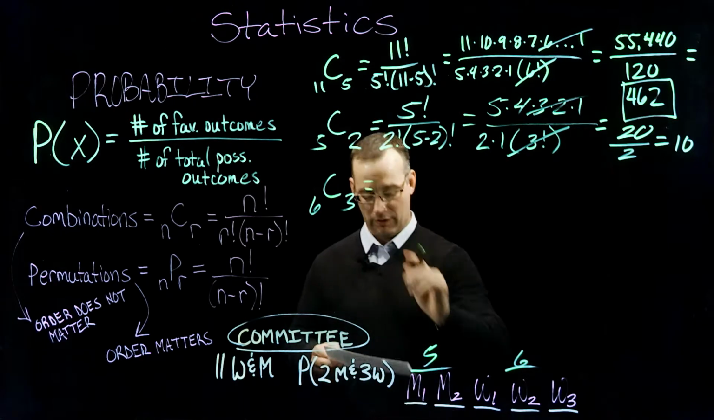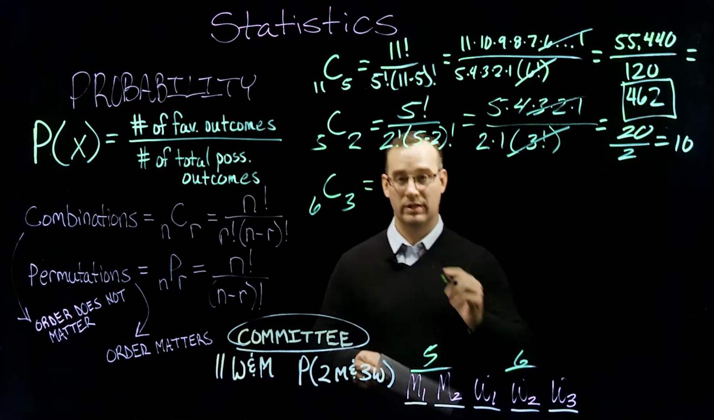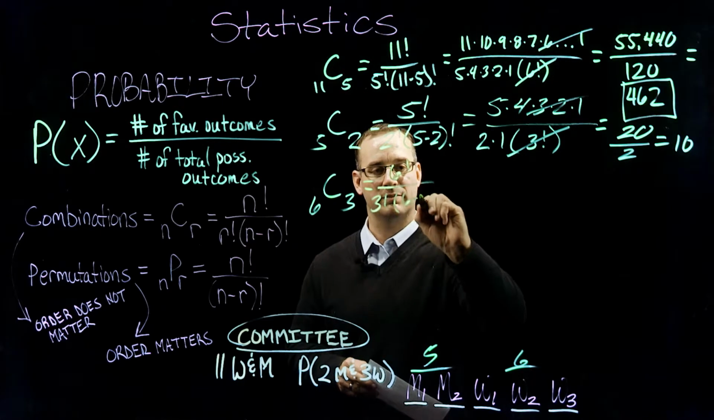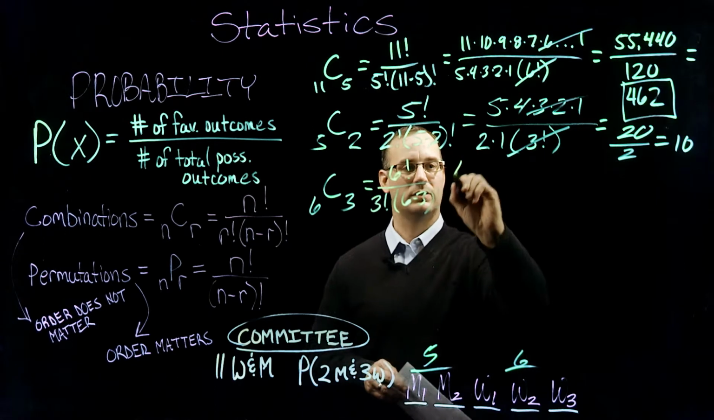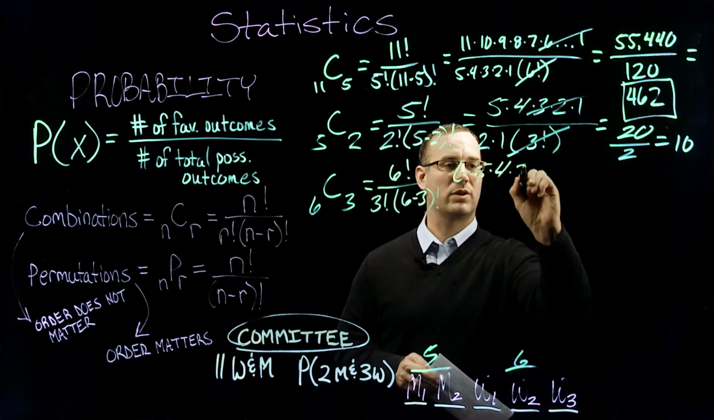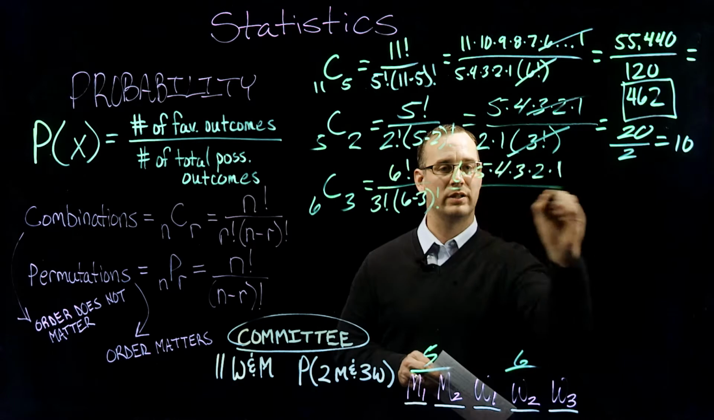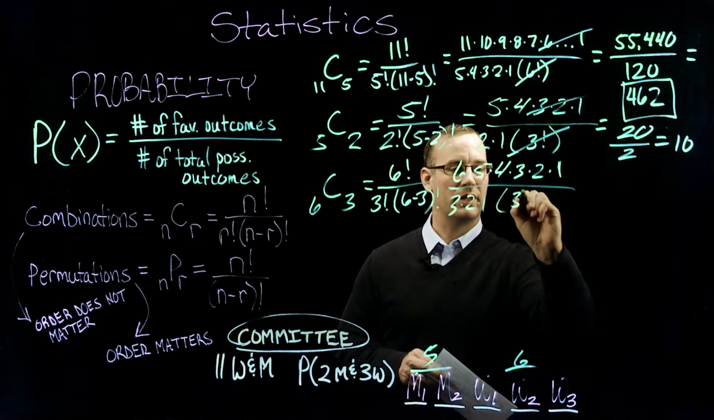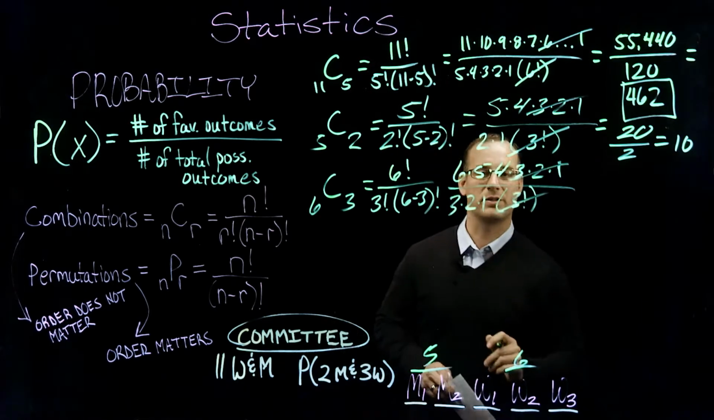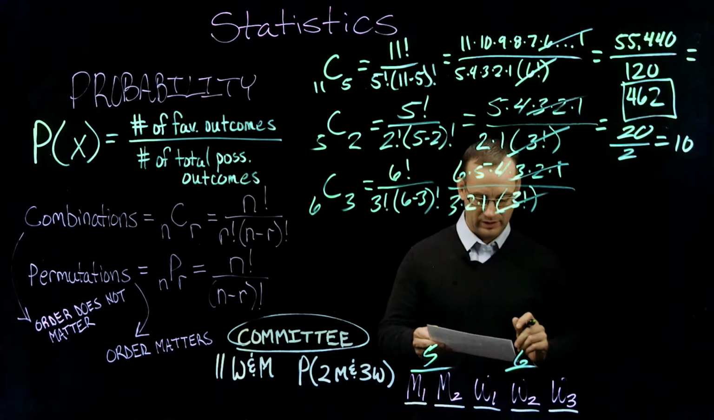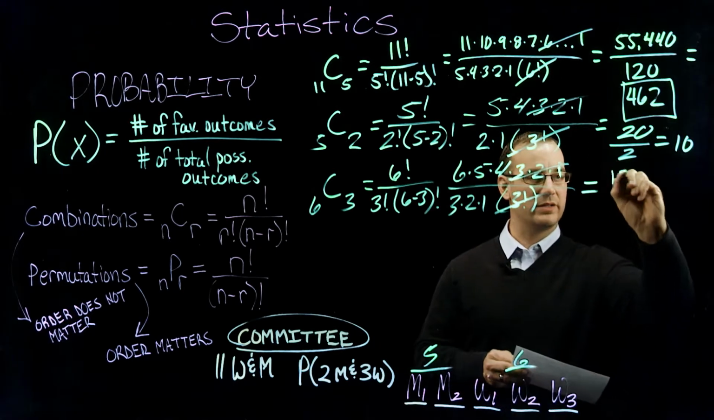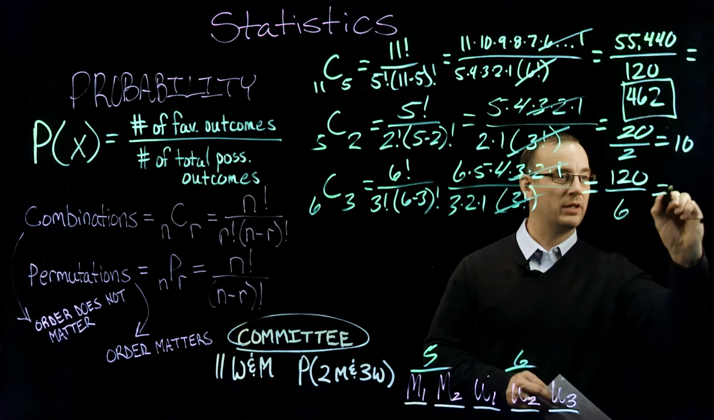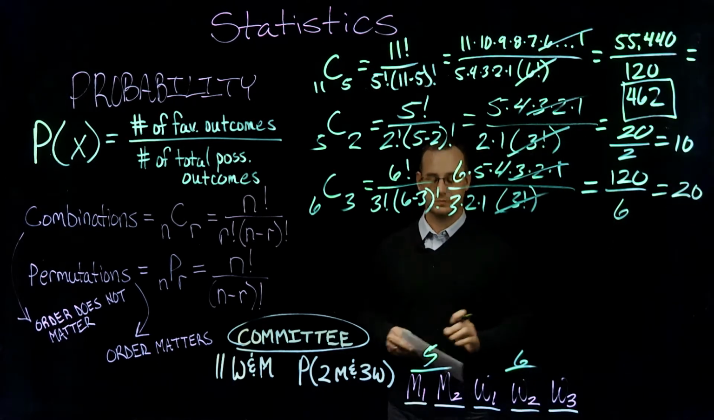Let's do the same thing for the women here. All right, so we've got 6 factorial divided by 3 factorial times (6 minus 3) factorial. 6 times 5 times 4 times 3 times 2 times 1 over 3 times 2 times 1, and then we get 3 factorial. The 3 factorials cancel out. All right, and this should give us 120 divided by 6, or 20.